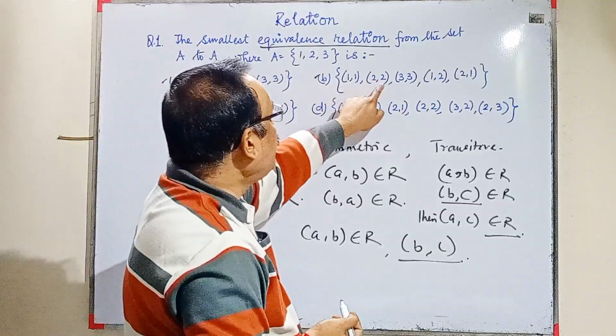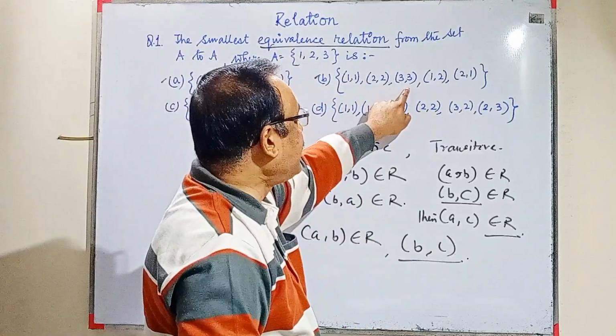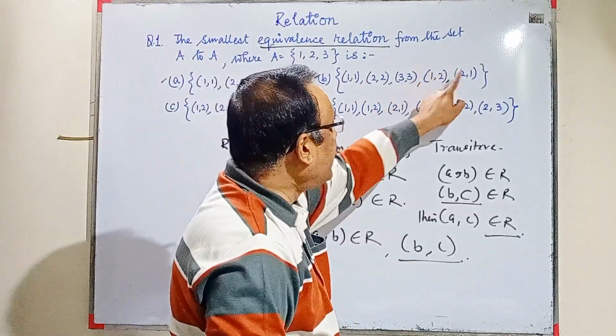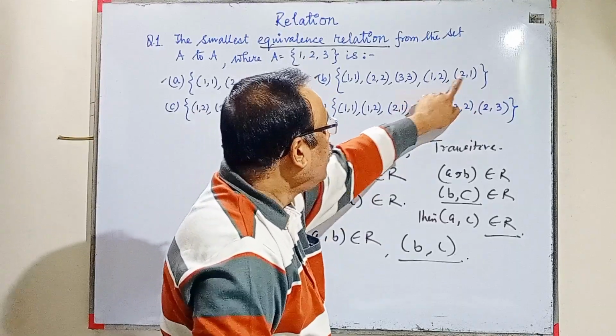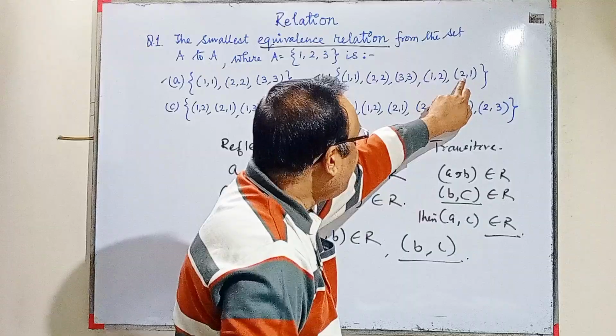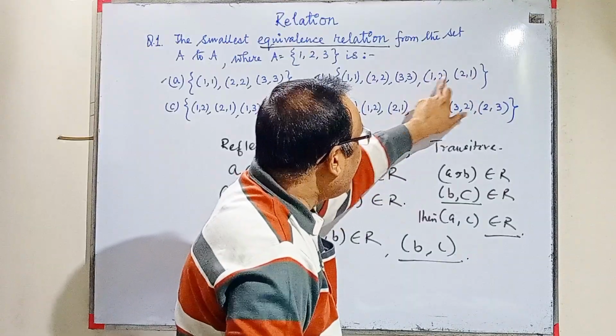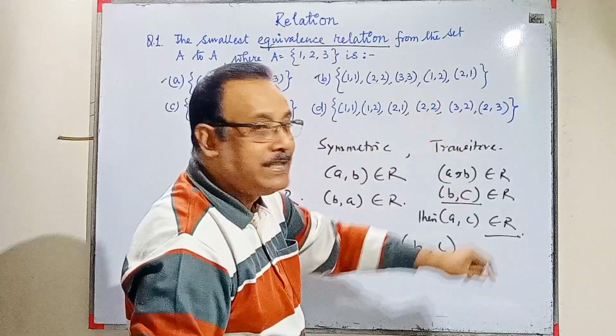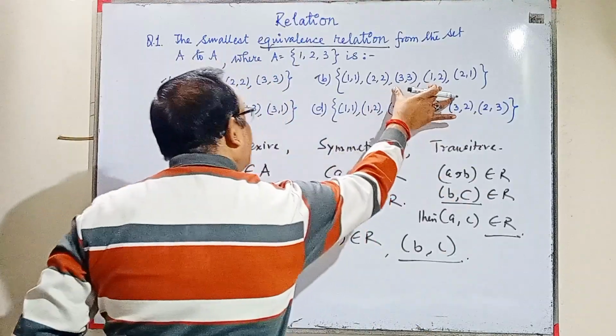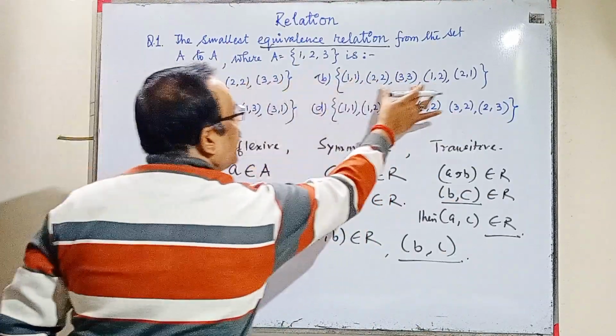Here (1,1), (2,2), (3,3), so this is definitely reflexive. (1,2) reverts to (2,1), so definitely symmetric. (1,2), (2,2): so (a, b), (b, c), we get (1,2) also lying, which means it supports transitive. So this is also an equivalence relation. Both are equivalence relations.